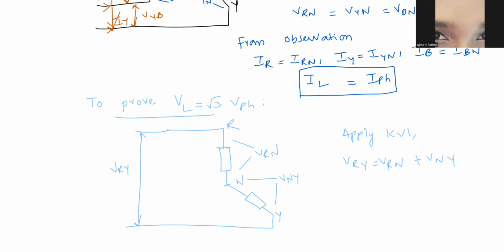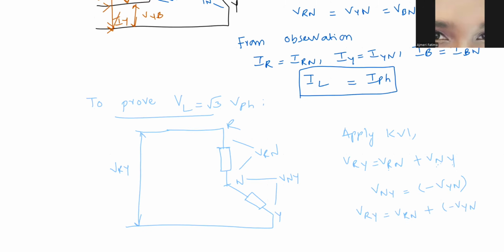But I told you after R, Y has to come. Here we are getting N. So I need to interchange these two phases, Y in the place of N and N in the place of Y. So VNY can be written as minus of VYN. Just substitute it in this equation. So VRY is equal to VRN plus minus of VYN. And I'm done with it.